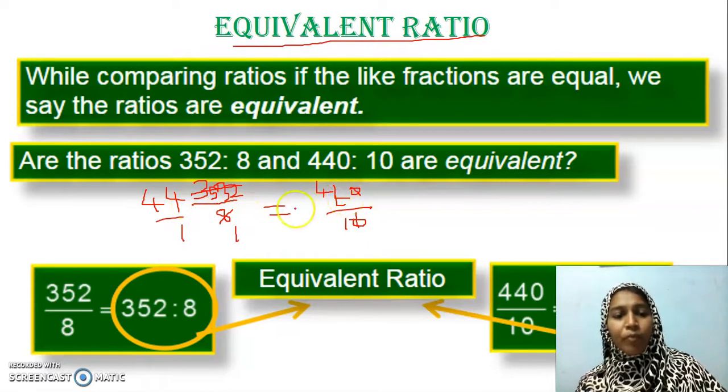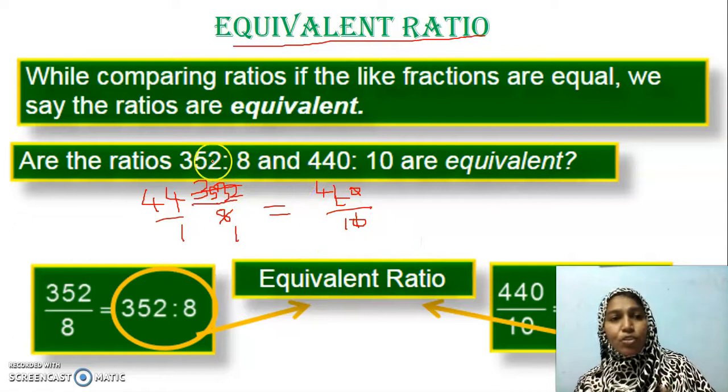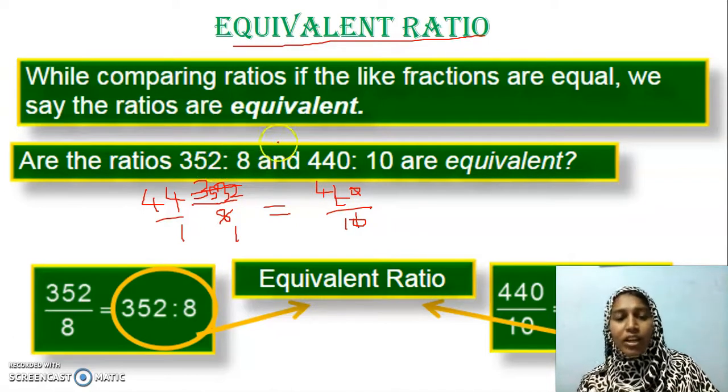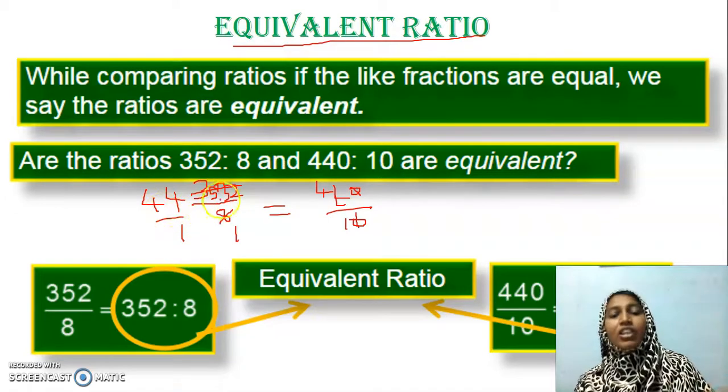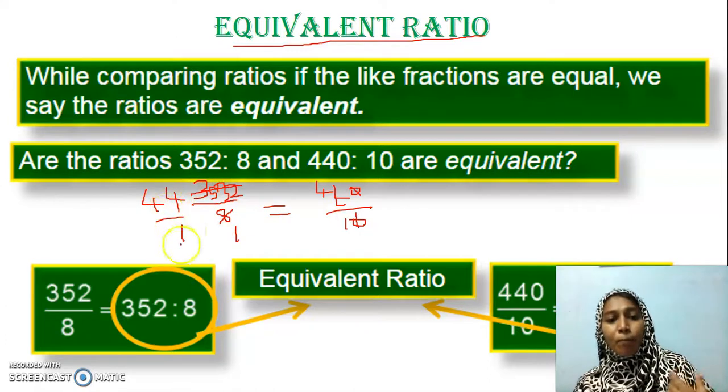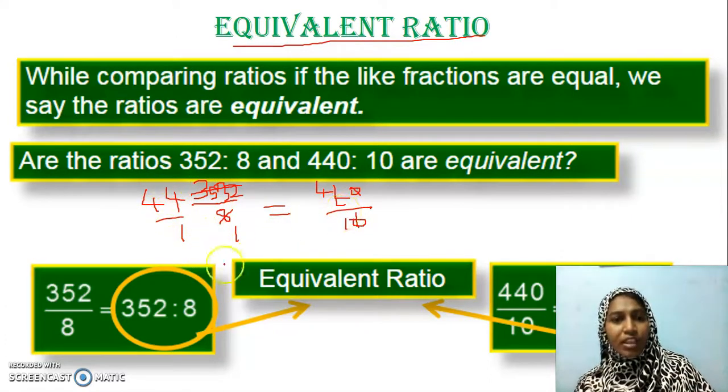Both are equal. After converting them to equivalent fractions, they are equal. Therefore, these two ratios are called equivalent ratios. Don't get confused with equivalent fractions and equivalent ratio. After converting them into equivalent fractions, I am comparing. Equivalent fraction is just a procedure to compare ratios.